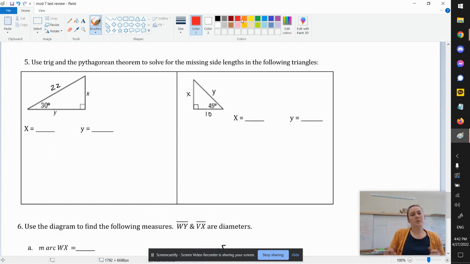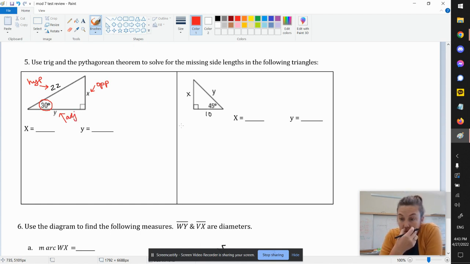For these two, we're going to use trig and the Pythagorean theorem to solve for the missing side lengths of the following triangles. Okay, for this one, if we look at 30 as our angle, 22 is our hypotenuse, x is our opposite side, and y is our adjacent side.